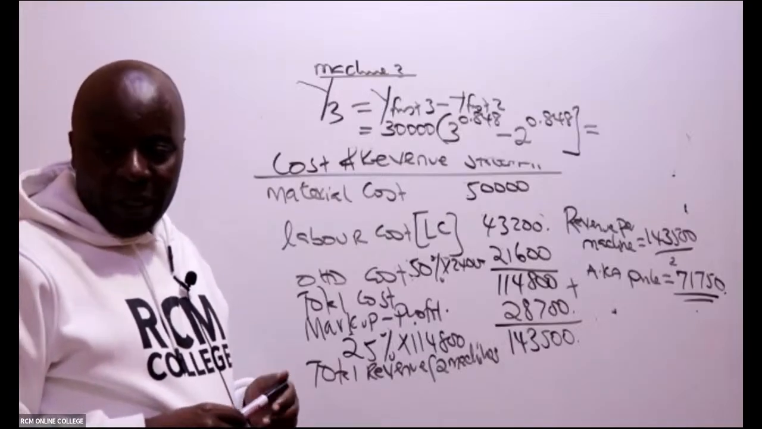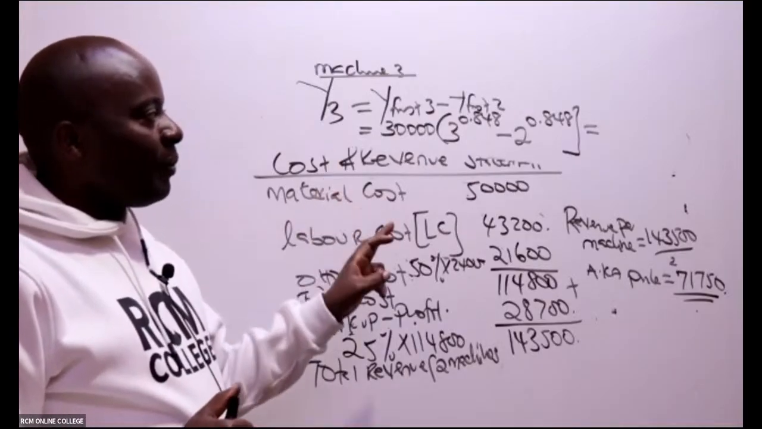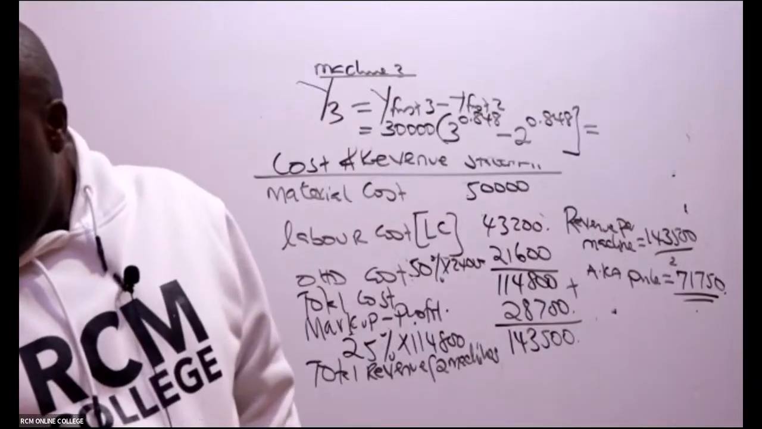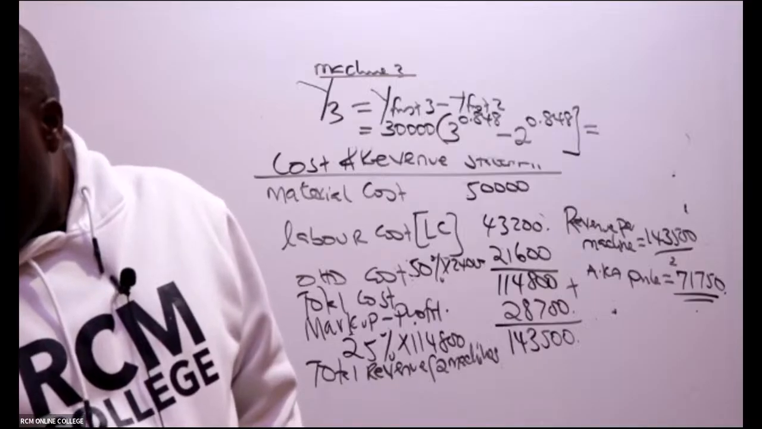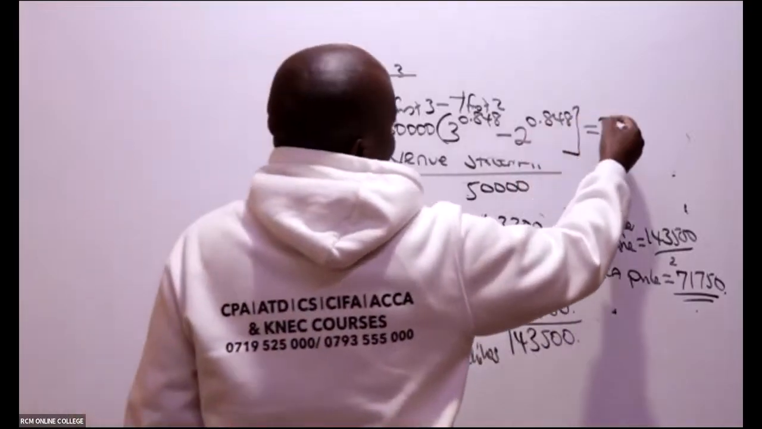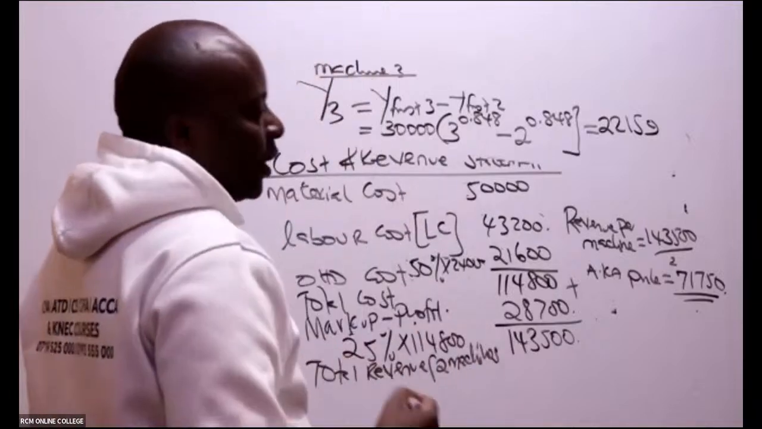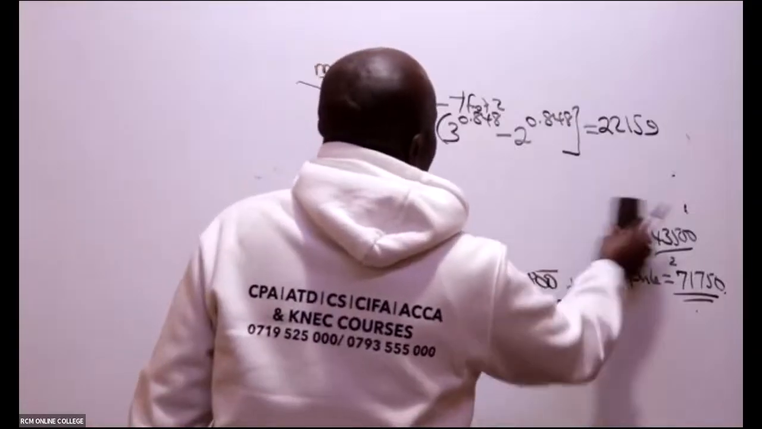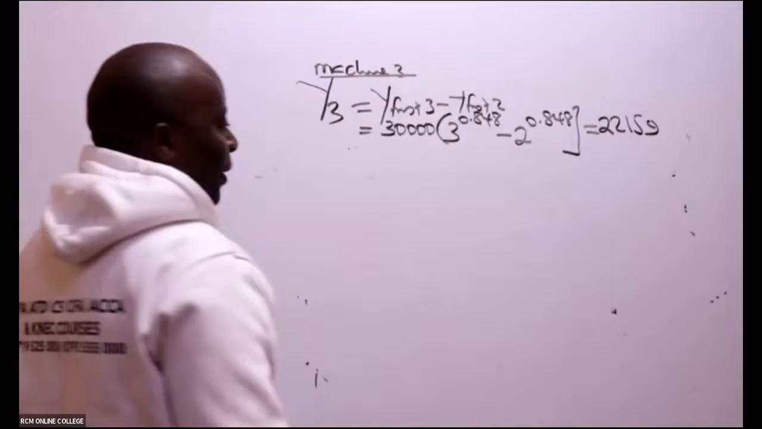I'm waiting for your answers. You take 30,000 times, open brackets, 3 raised to that, minus 2 raised to that, and then you give me an answer. 22,159. Thank you very much. Now, can you kindly go ahead and do the same for machine 4?